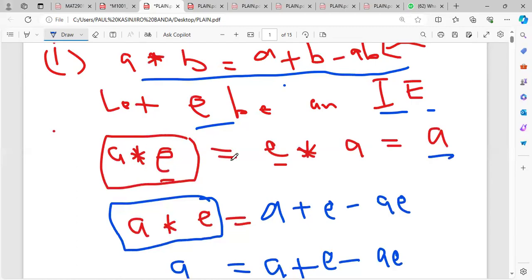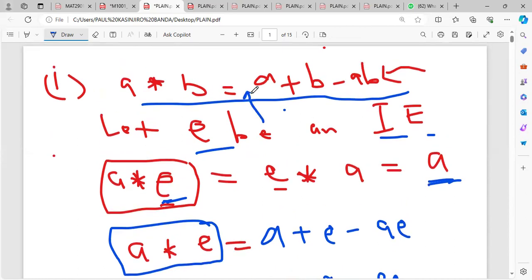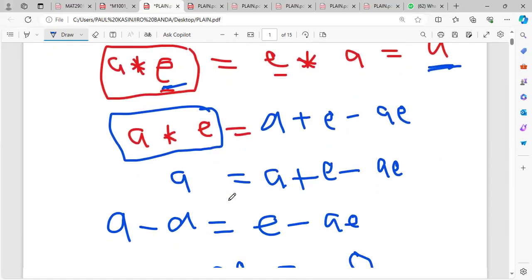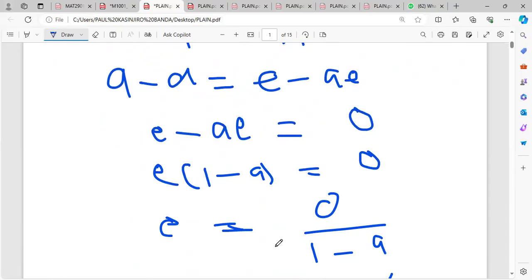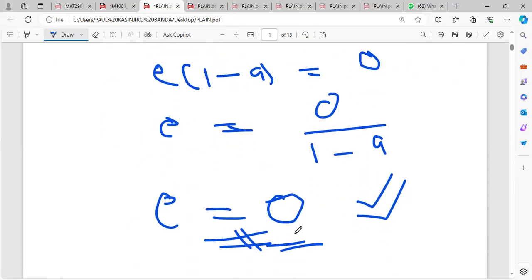So A star E, if this E is an identity element, should give you E star A, and this will just mean that it is equal to A, right? Okay, and then you come back to what you've been given there. Wherever you see the B, the second element, you replace it with E. So this is what we did here. We replaced, and then you solve for E, and you find your E as 0 here. So our identity element in that case is 0. So that's how you find it.